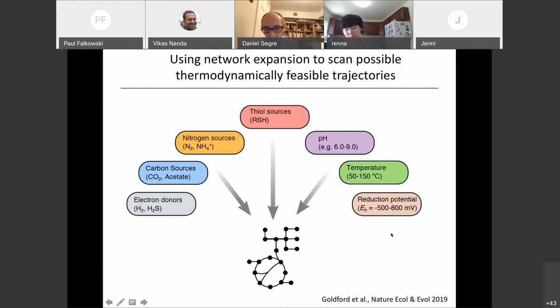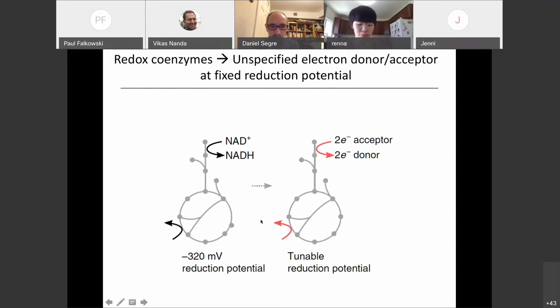What we did was substitute in metabolism, for the known electron donor acceptors, some generic electron donor acceptors for which we could tune the reduction potential. Now, instead of just assuming the known reduction potential from the cofactors today, we could choose arbitrary reduction potentials and ask, for each possible reduction potential, whether a certain reaction is feasible, and therefore how this would affect the expansion process of metabolism.